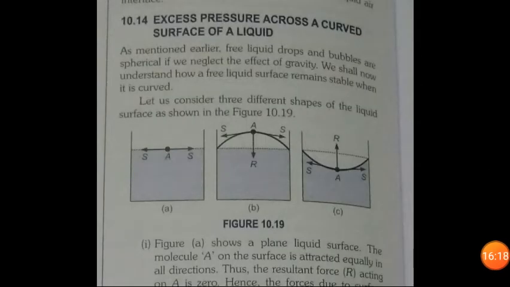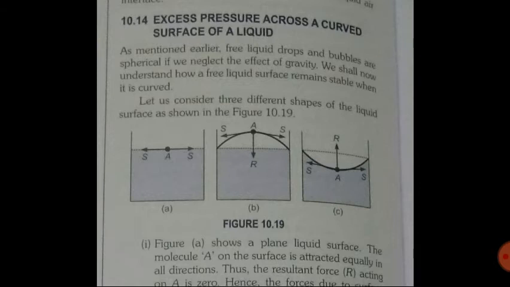Now move to the next topic, excess pressure across a curved surface of a liquid. Basically we see that water drops, bubbles, and whatever liquids we have tend to take a spherical surface. That means the free surface is actually curved, not straight. Now let's try to understand why the free liquid surface remains stable when it is curved and not in a straight position.